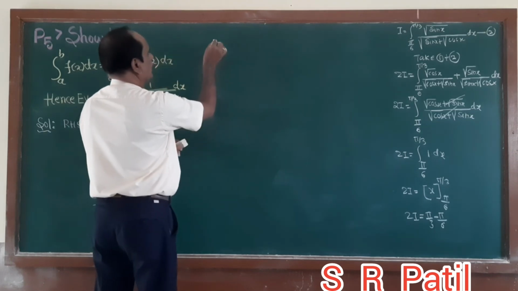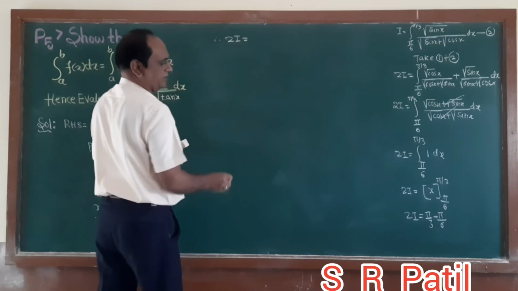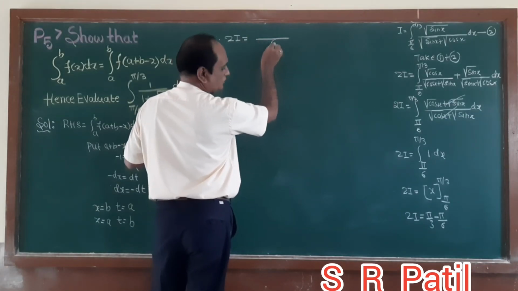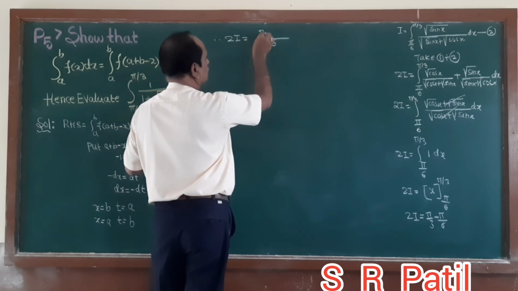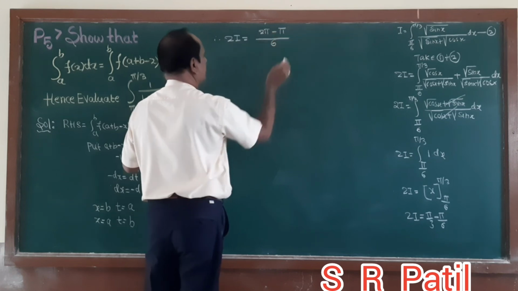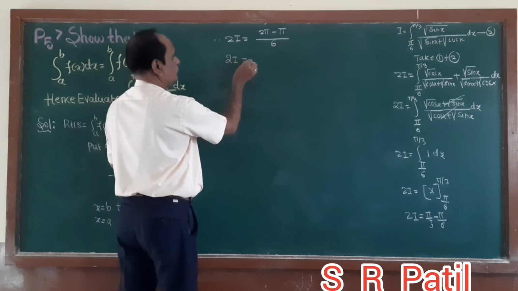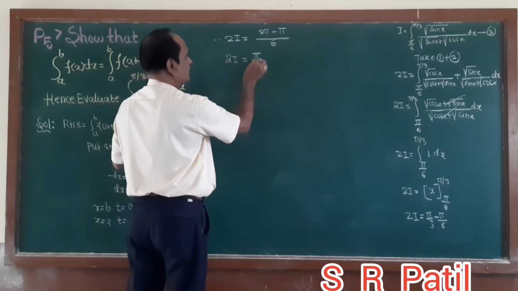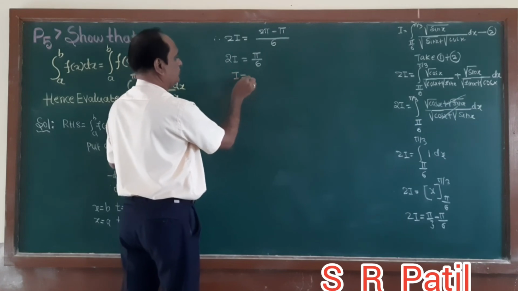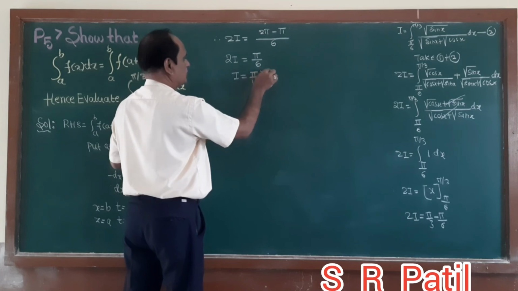Therefore 2I is equal to, by taking the LCM, which is 6, the first term multiplied by 2: 2 pi minus pi, divided by 6. Again, write it in the simplest form. Therefore 2I is equal to (2 pi minus pi) divided by 6. Therefore, at the end, I is equal to pi divided by 12. So this is the required answer.